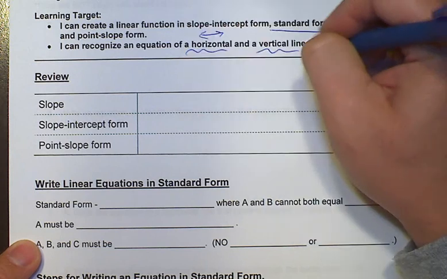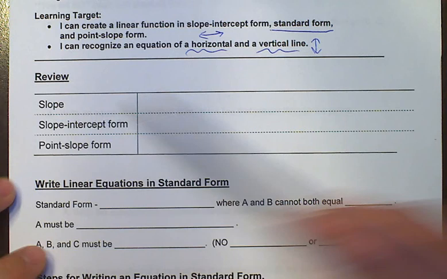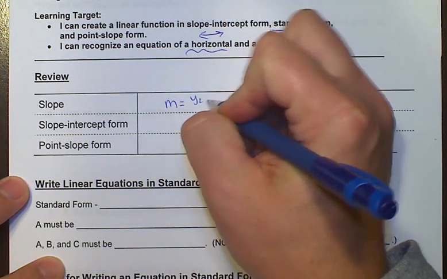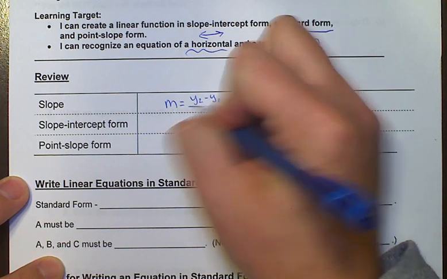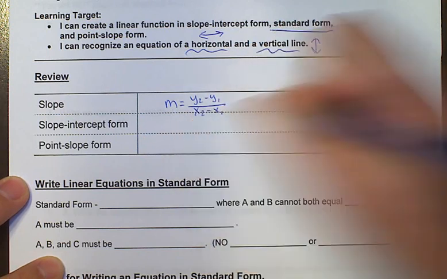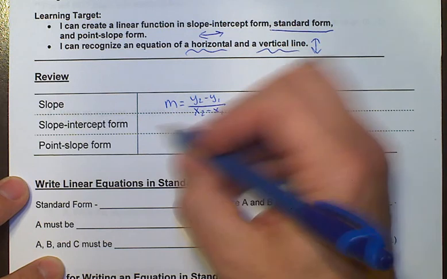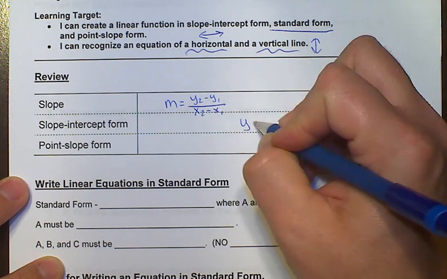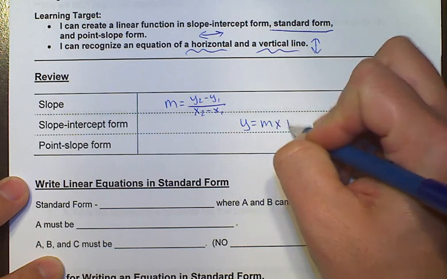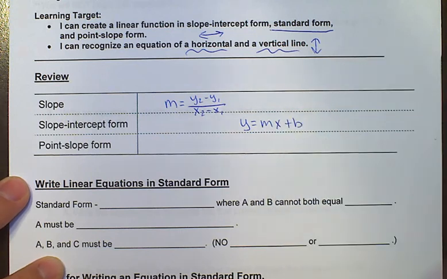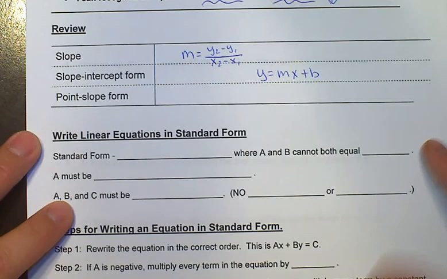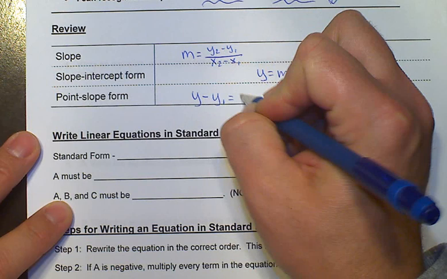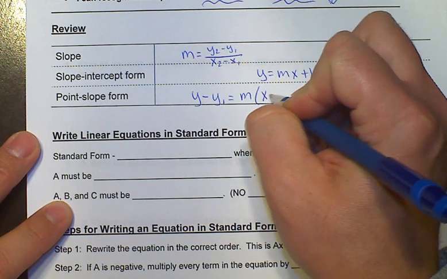Okay, so let's go through just a little bit of review here. The slope formula, we should be awesome at this, is y2 minus y1 over x2 minus x1. Okay, slope-intercept form, which is the same as y-intercept form, is y equals mx plus b. Okay, and point-slope form is y minus y1 equals m times (x minus x1).